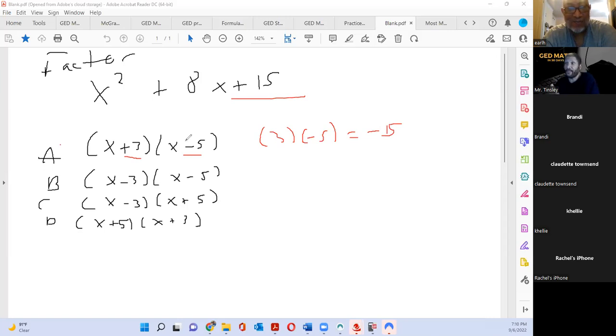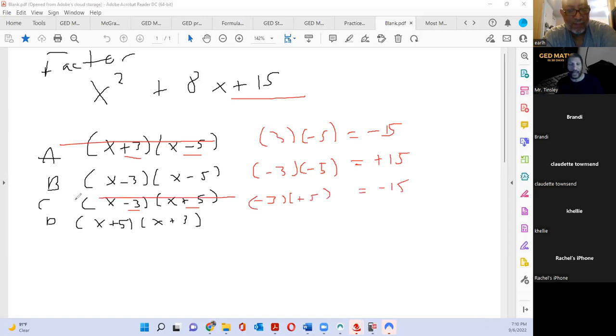So we already know it can't be A. Right. What is minus 3 times minus 5? Positive 15. So it can be B. Now what I'm doing is I'm eliminating multiple choice answers quickly. Minus 3 times plus 5. Negative 15. So it can't be C. Without doing any work, I eliminated 2 already.